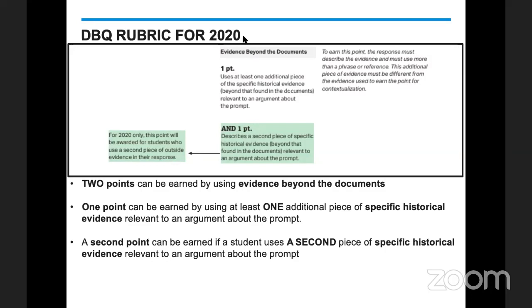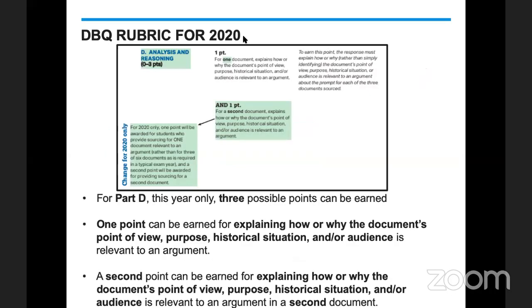This is really great that they have given you a chance to earn additional points in this manner. And just a quick note that the scoring guidelines for these are the same as the DBQ has been in the past. That information that you bring in as evidence beyond the documents must be separate from the contextualization, and it must be more than just a mere phrase or a reference.